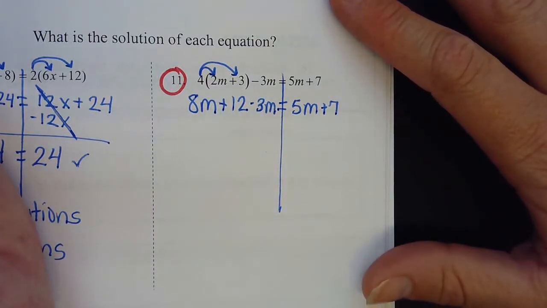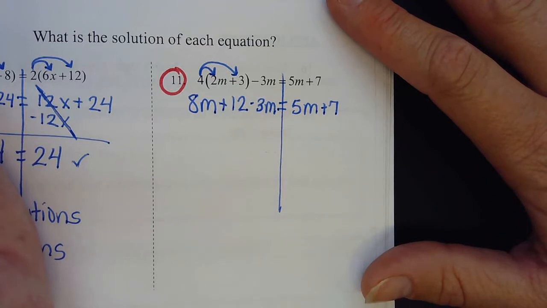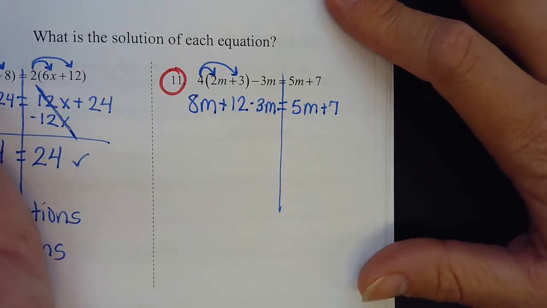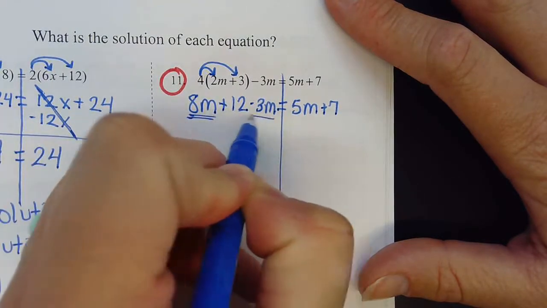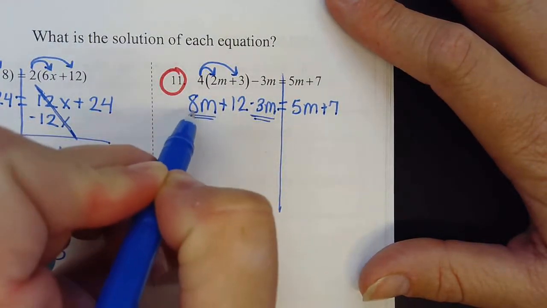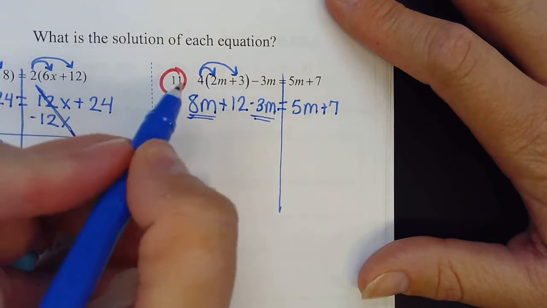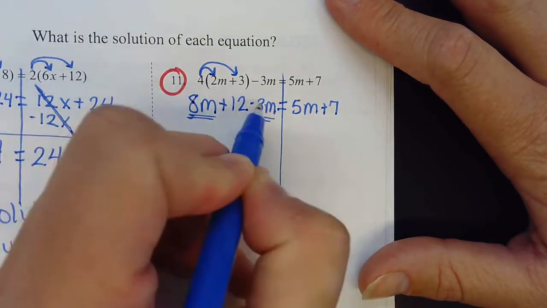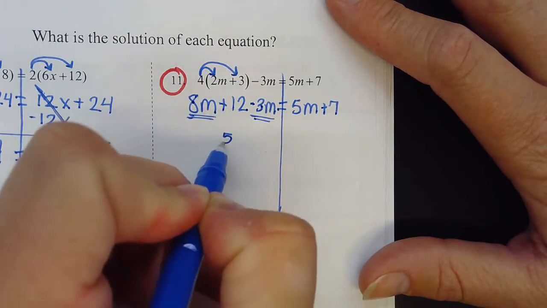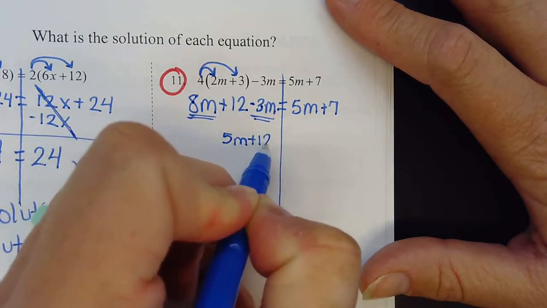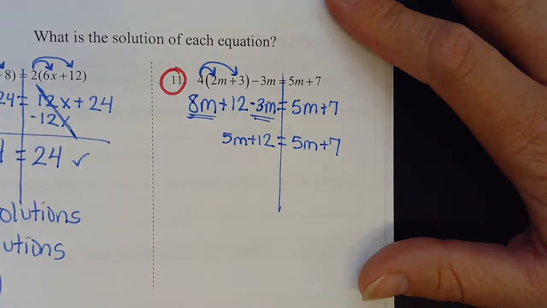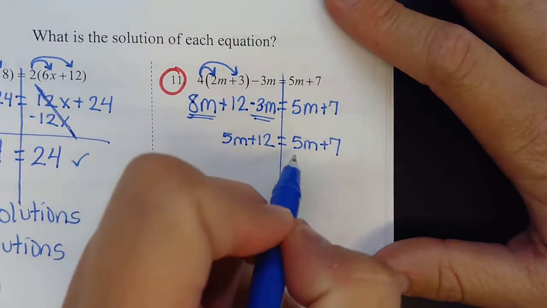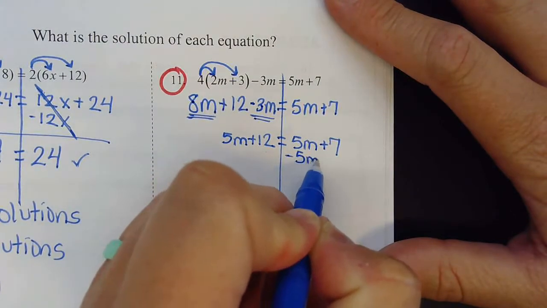After you distribute, then what do you do? Combine like terms. Do I have any terms to combine? Yes. On the left side, I have m's that I'm going to combine together using the signs that they have. So I have a positive 8 minus 3 is 5m plus 12 equals 5m plus 7. So I combined like terms. Now I need to move my variables. So I'm going to subtract 5m.